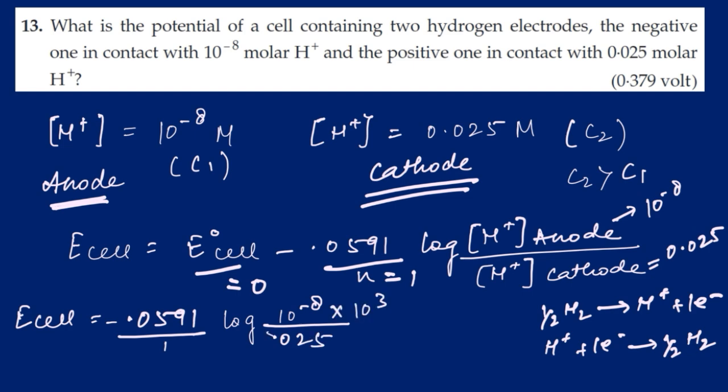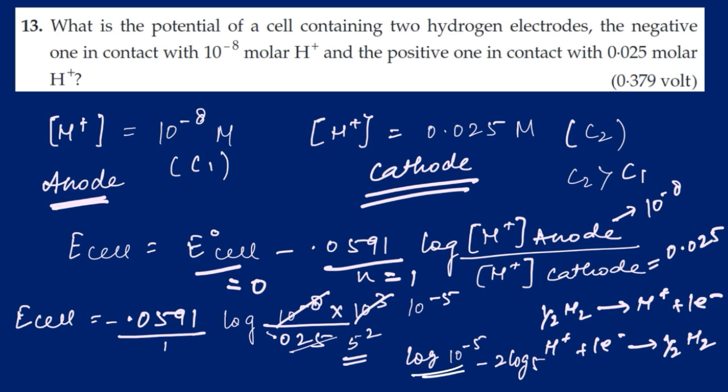This becomes 10 to the power 3 in the numerator, 10 to the power minus 8 and 10 to the power 3. This becomes 10 to the power minus 5. 25 can be written as 5 square. So solving the log, here the log value will be log 10 to the power minus 5 minus 2 log 5. Log 5 square is 2 log 5.